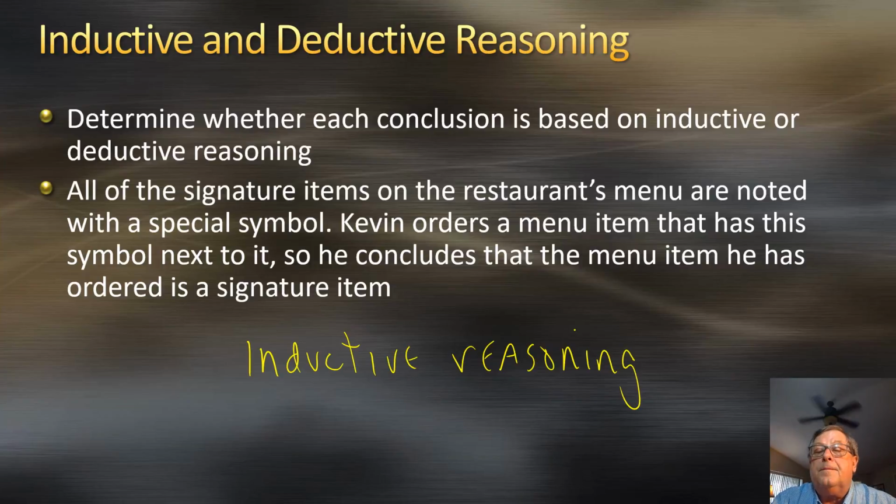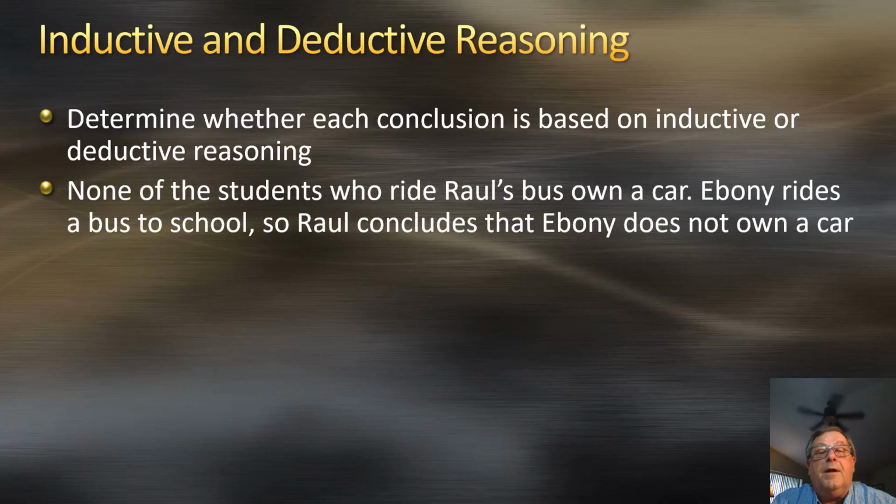Let's look at another. All right, so here we got none of the students who ride Raul's bus owns a car. Raul, if that was a P, that'd be Paul. I wonder why we don't call Paul Paul. Okay, never mind. Ebony rides a bus to school, so Raul concludes that Ebony does not own a car.